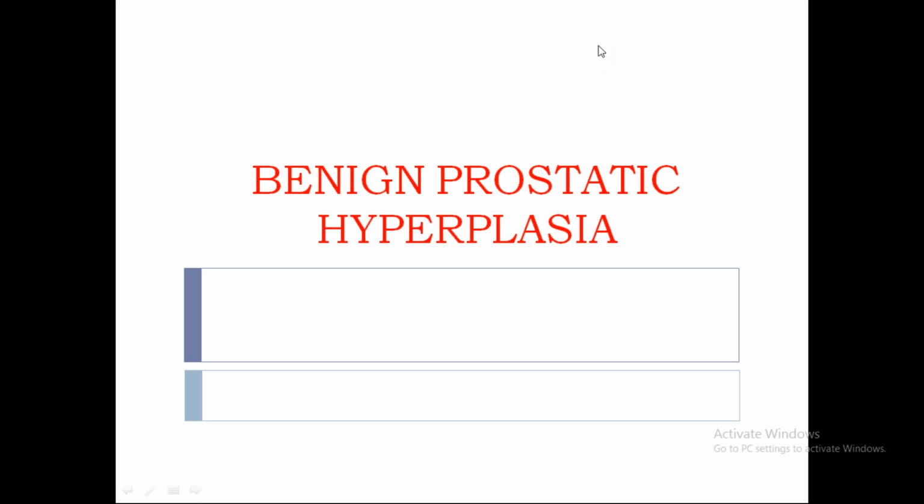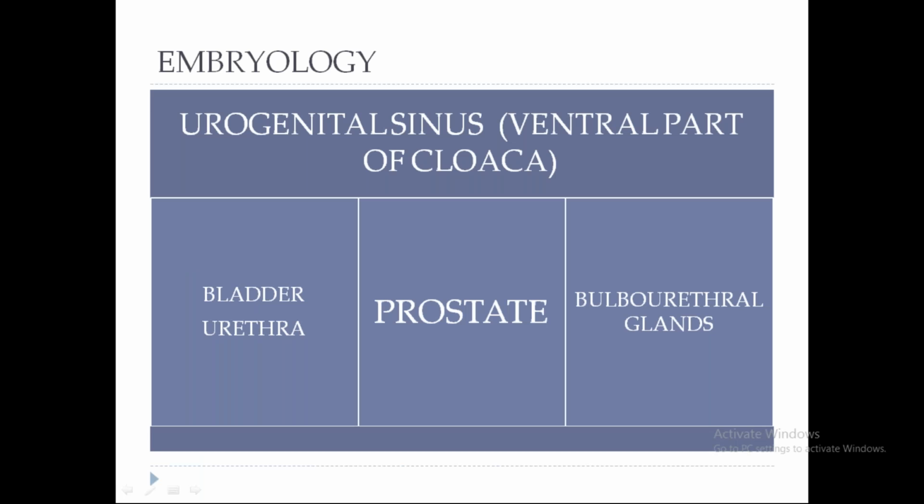Okay, good morning. Today we'll discuss BPH, that is benign prostatic hyperplasia. First, we'll see a brief embryology of the prostate. You all know the ventral part of the cloaca forms the urogenital sinus. From there, the bladder, urethra, prostate, and bulbourethral glands start growing.